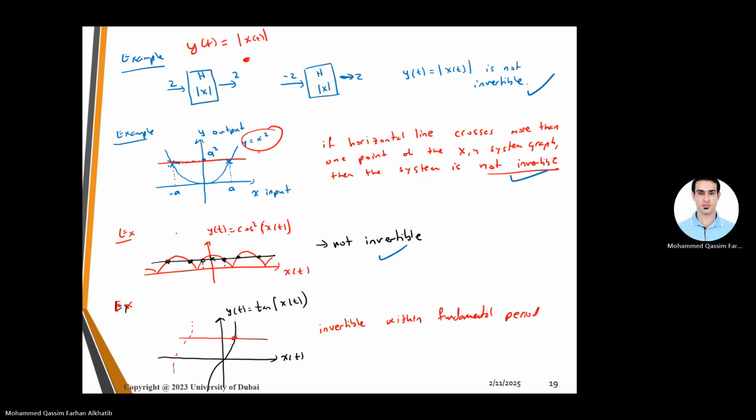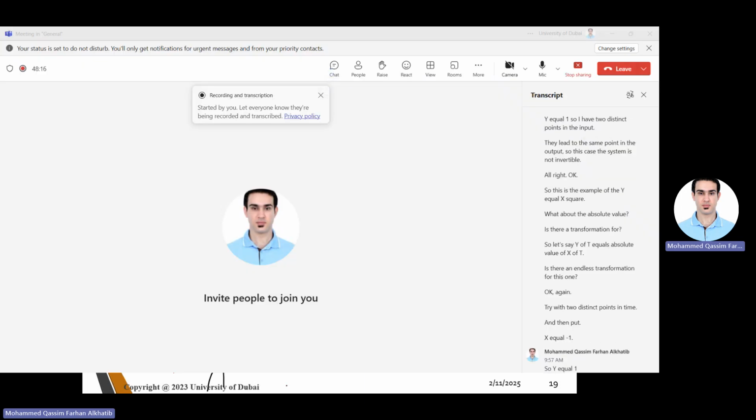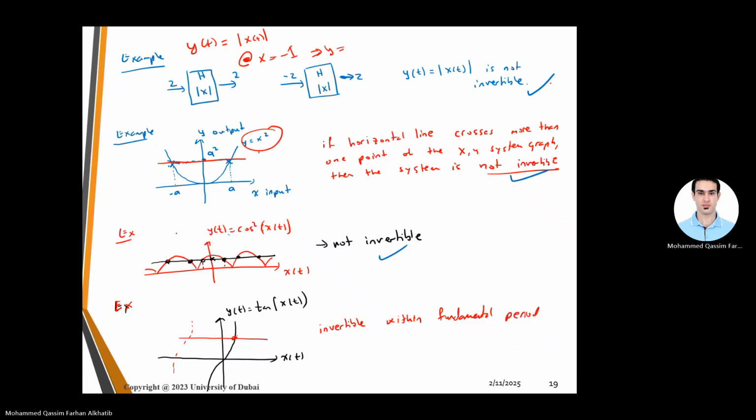At x equal -1, y equal 1. At x equal 1, y equal 1. So I have 2 different points in time on the input, and they lead to the same output. So in this case, the system is not invertible.